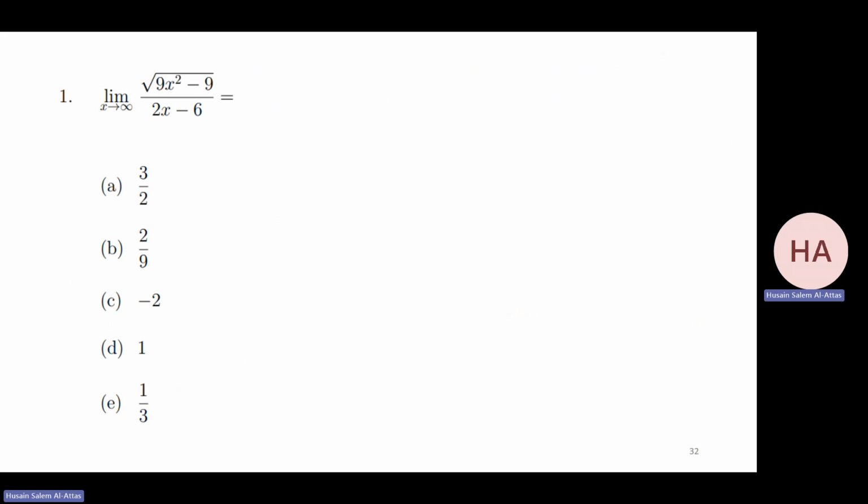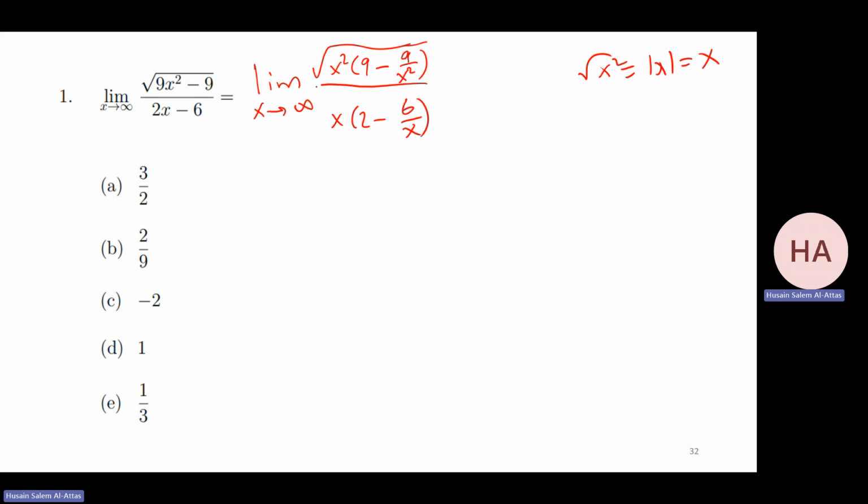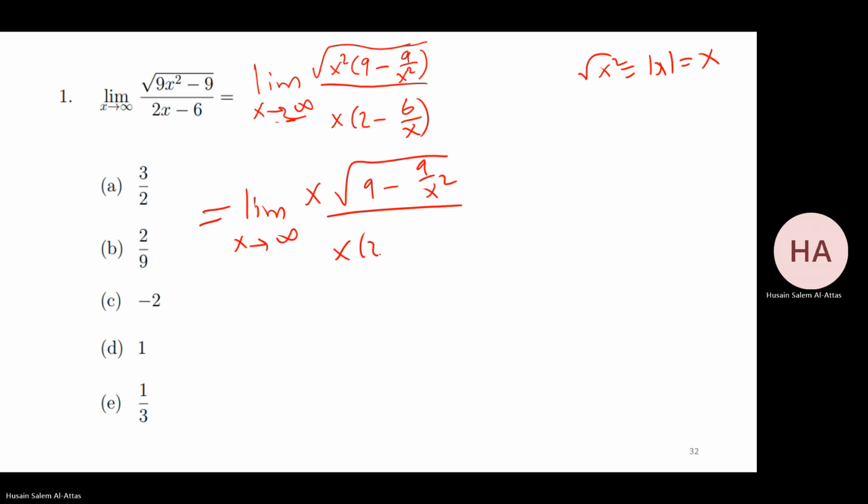This one, I'll do the same. Just take common factor. It's an easy one. Also, it's infinity. Who cares? So that will be x squared, 9 minus 9 over x squared. Over here, x, 2 minus 6 over x. That will be square root of x squared is absolute value of x, which is x, since x goes to infinity. So this will be limit x goes to infinity, x. That's it. Cancelled. This goes to 0. This goes to 0. Cancelled. We have square root of 3, 3 over 2. And that is the answer.